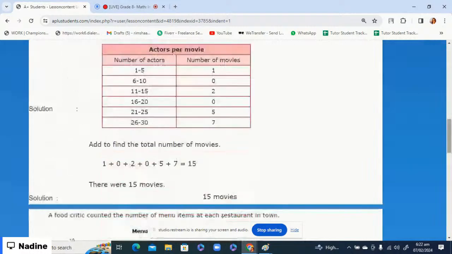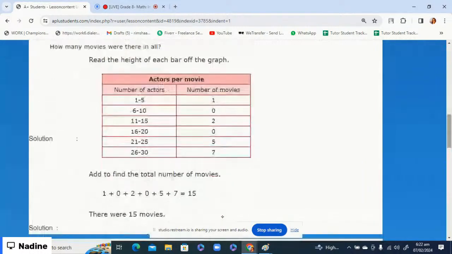Okay, so we just check and then count it all. The number of movies, all counted: 1 plus 0 plus 2 plus 0 plus 5 plus 7. And then we get the answer 15 when you add all of it.